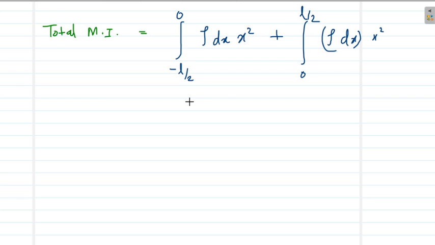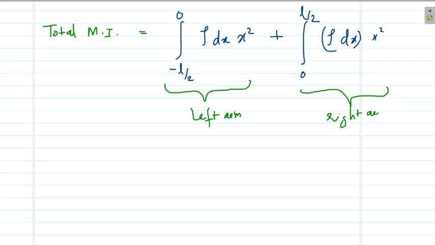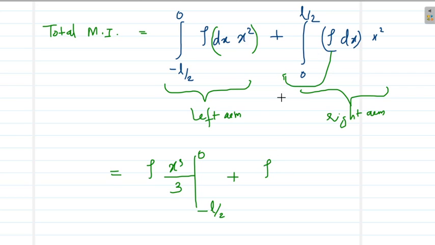Here the first term is contributed by the moment of inertia due to the left arm towards the negative side, and this is the moment of inertia due to the right arm of the rod. So this is equal to rho into, we know integral x square dx is x cube by 3, from minus L by 2 up to 0, plus rho is a constant, that is why we are taking it out of the integration, into again x cube by 3 from 0 up to L by 2.